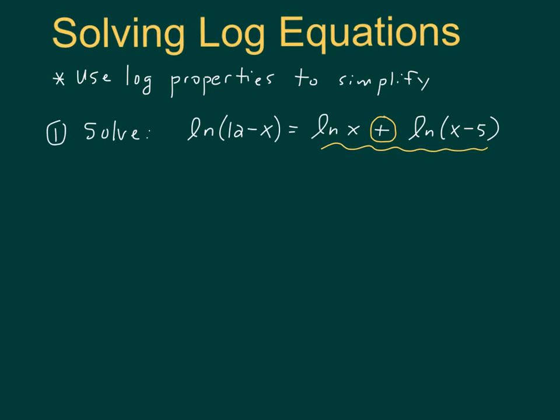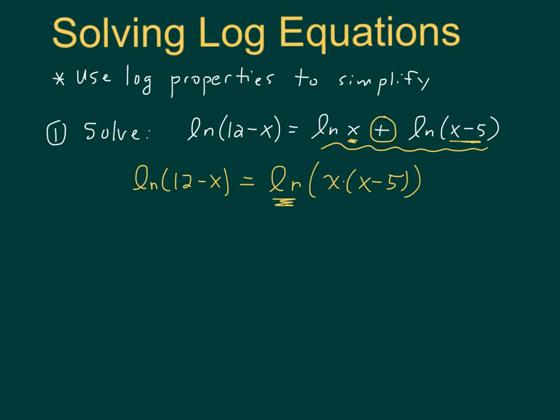So we can rewrite that right hand side as the natural log of x times x minus 5. So notice how we're going from seeing two logs in the problem with that addition sign separating them to a single log. And remember, when we write it as a single log, we really have to convert it to multiplication of the two parts that we're taking the log of.